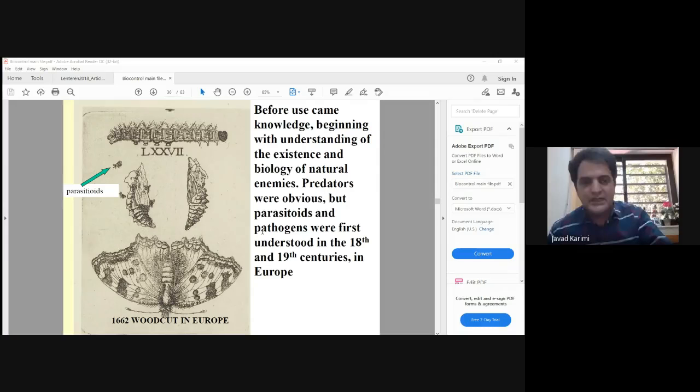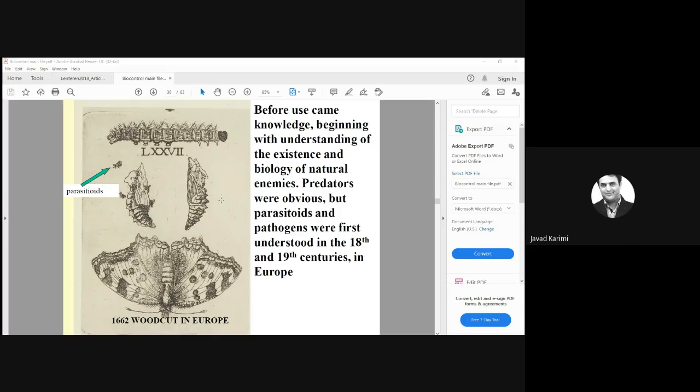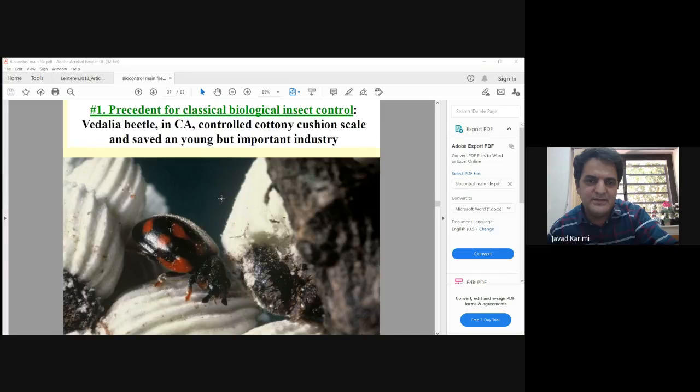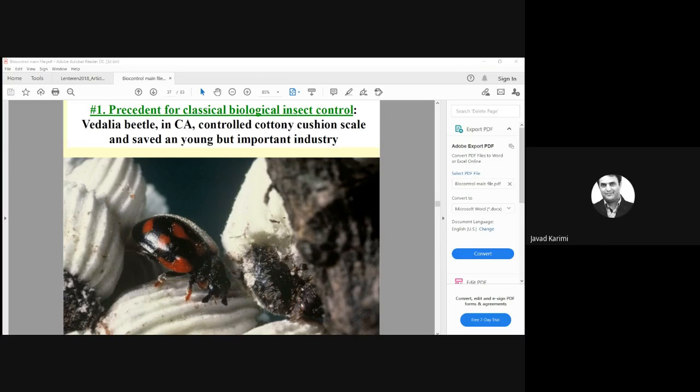In the history, when we check the biological control book, we can find some data and some history about biological control for 2,000 years ago, 3,000 years ago in Chinese people, and later in the Middle East and other countries. But mainly the first classical biological control, which started the biological control in the world, was those of Vedalia or Rodolia cardinalis, the beetle which was introduced from Australia into the United States by a team and established in the California citrus tree, and lowered the density of the cotton scale.